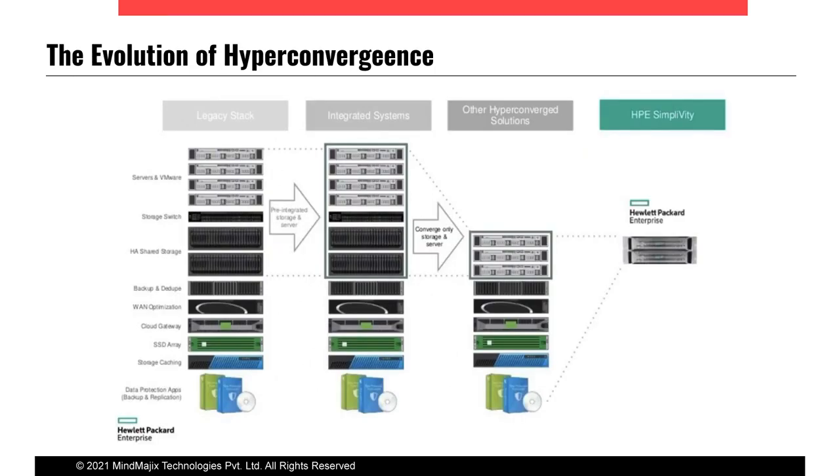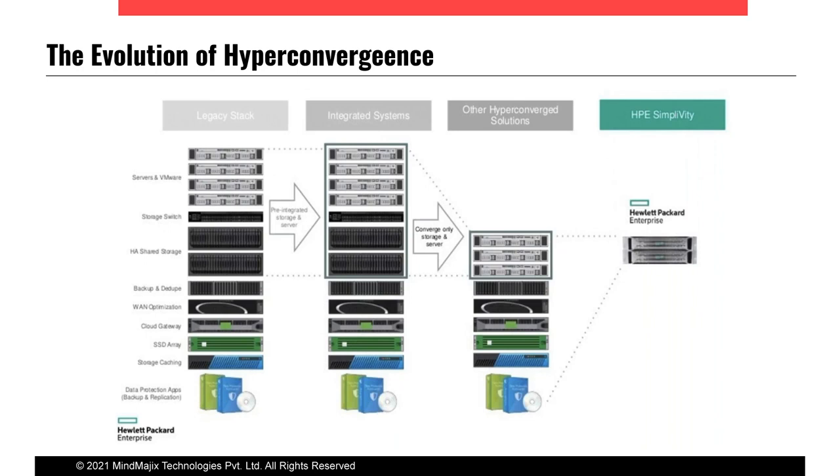We'll speak about the evolution of hyperconvergence, and how the legacy stack changed. The 3-tier stack had servers, storage, shared volumes, backup and dedupe, WAN optimizer, cloud array, SSD, storage cache, and data protection. All of that changed from the legacy stack. Then came the integrated stack, where only the storage changed and the switches and everything else stayed the same.